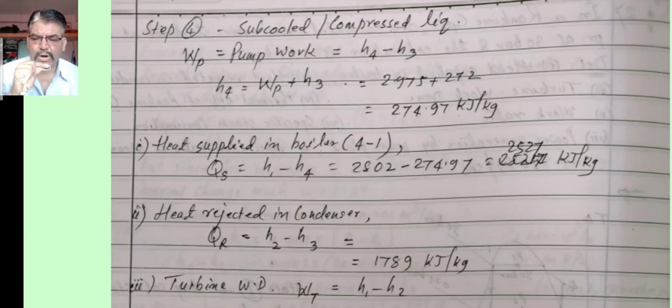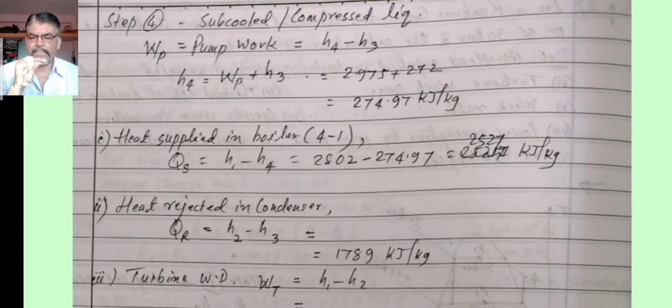So if we have to find out H4, then the formula will become WP plus H3, is equal to 2.975 plus 272. Therefore the value of H4 is 274.97. Now what has been asked after the calculation of states 1, 2, 3 and 4: at the conditions of 1, 2, 3 and 4, everything, the formulas we have written. Now we have to calculate the values.